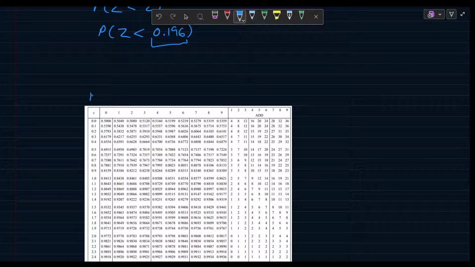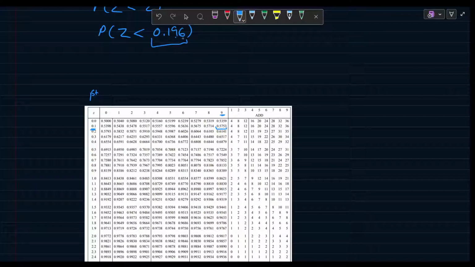The first column gives you your Z value correct to 1 decimal place. In this case we've got 0.196, so we only get 0.1 from our first column. Then our second column, this 0, 1, 2, 3, 4, 5, 6, 7, 8 through 9, gives us the second decimal place, so this 9. To get that 9, we go to 9 over here. So the cell for 0.1 and 9 is going to be this 0.5753.